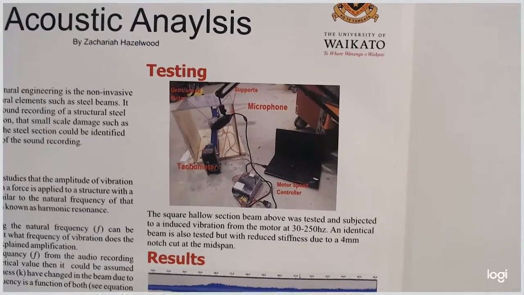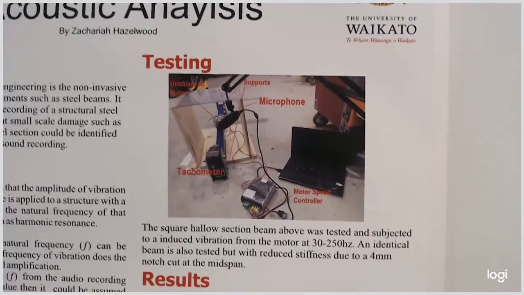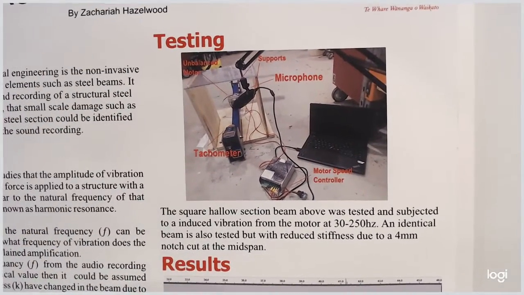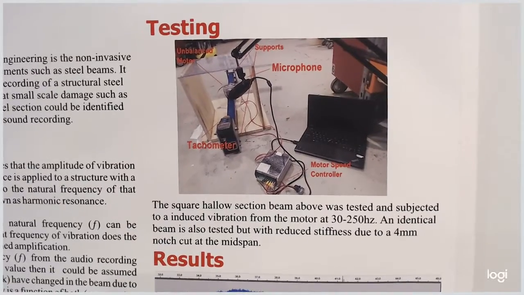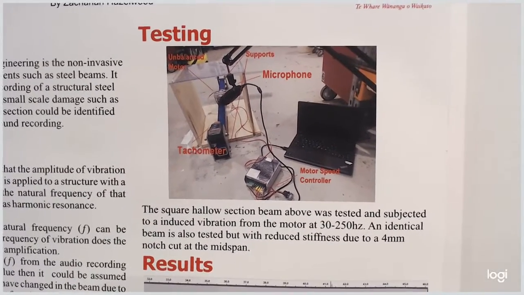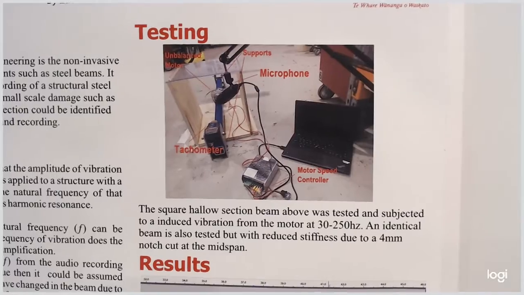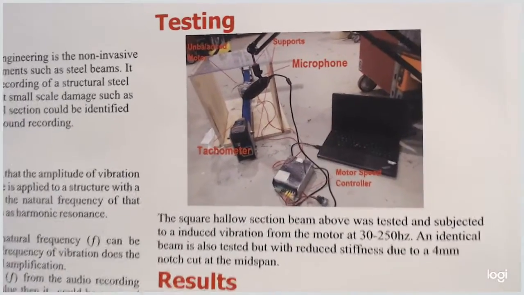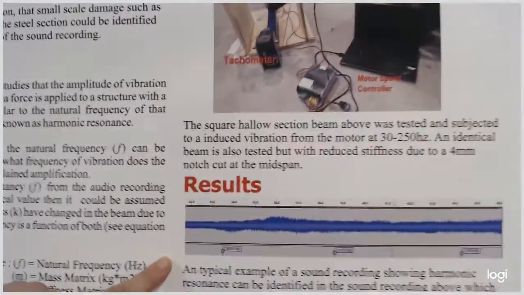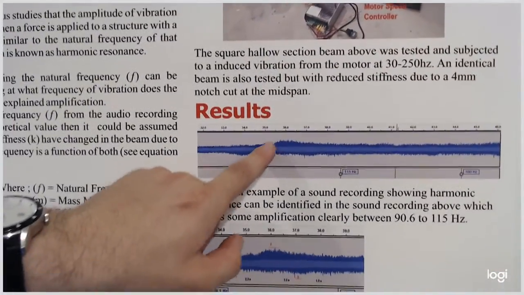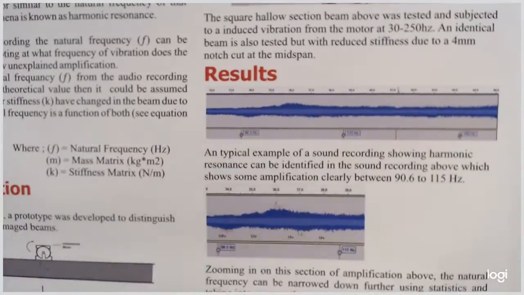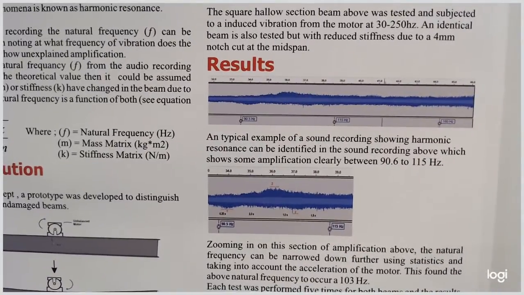Now we go on to the test itself. For the test, we used a square hollow section beam that you can see above, and was tested and subjected to an induced vibration from the motor between 30 and 250 Hz. An identical beam is also tested, but with reduced stiffness due to a 4mm notch that was cut in the midspan. We can see here with some of the results, we see an unexplained amplification of the sound recording here, even though it's still speeding up. We can listen to that sound recording now.